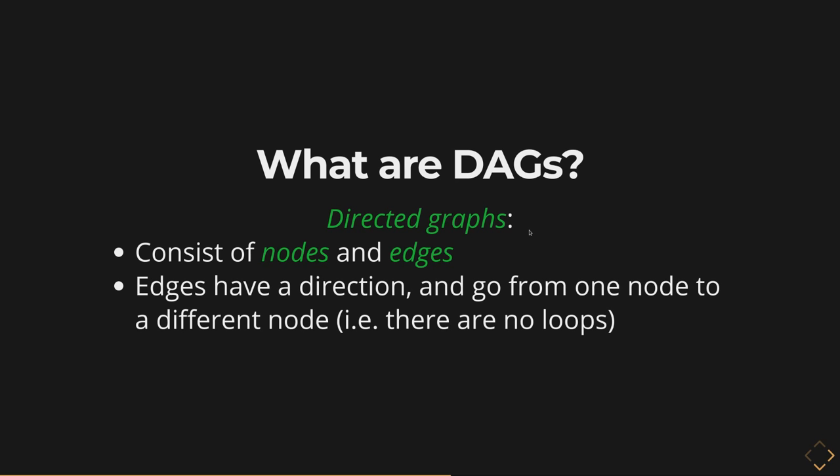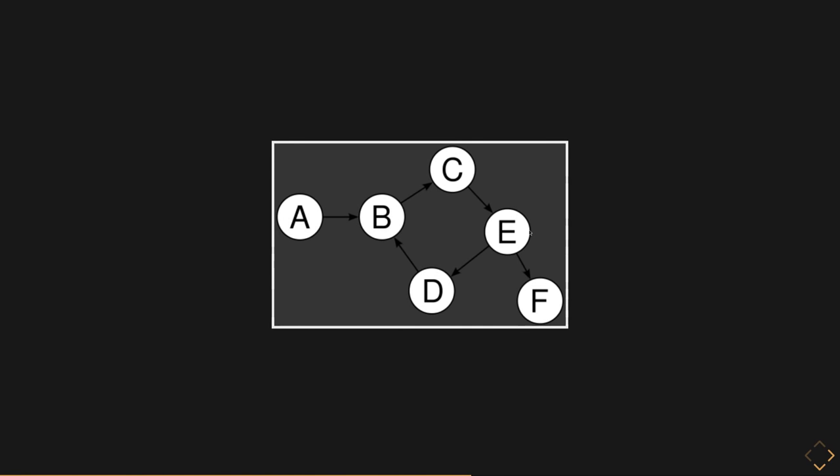The nodes are discrete entities that are connected by edges. And edges have a direction and go from one node to a different node. Now, what an edge cannot do in this definition of a directed graph is to go from a node to itself. So we're not going to allow for graphs that have loops. If we want a pictographic representation of what this looks like, it would be this. Here we have six nodes labeled A, B, C, D, E, F. And we have edges going between them. There's an edge from A to B, an edge from B to C, C to E, etc., etc. No edge between D and F, at least not directly.